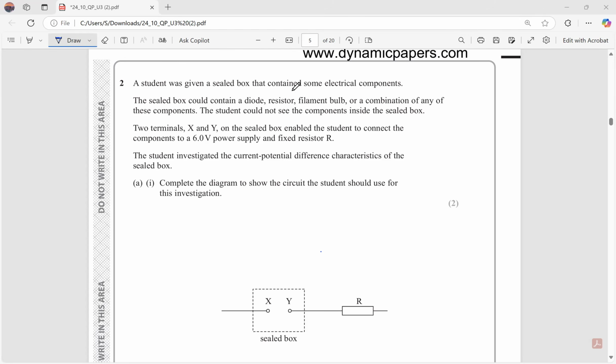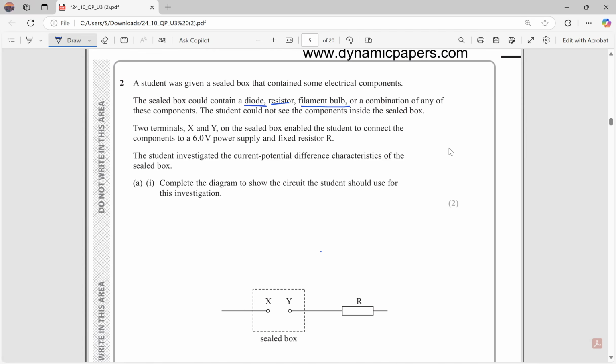It says a student was given a sealed box that contained some electrical components. The sealed box could contain a diode, resistor, filament bulb, or a combination of any of these components. The student could not see the components inside the sealed box.